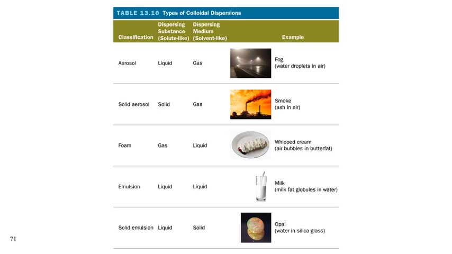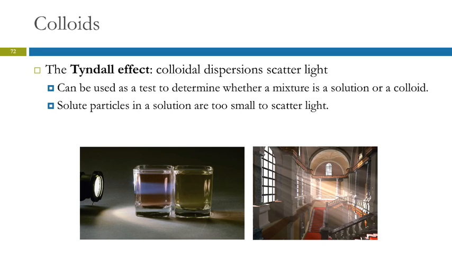And we observe the Tyndall Effect. If we shine a bright light through these two beakers of clear liquids, in one of them we can see the beam of light in the liquid, and in the other we can't. This is a colloid, this is a solution. The particles in a solution are too small to scatter light. The particles in the colloidal suspension are large enough that they can scatter light. So by shining a beam of light on something, you can test whether it's a colloid or a solution.